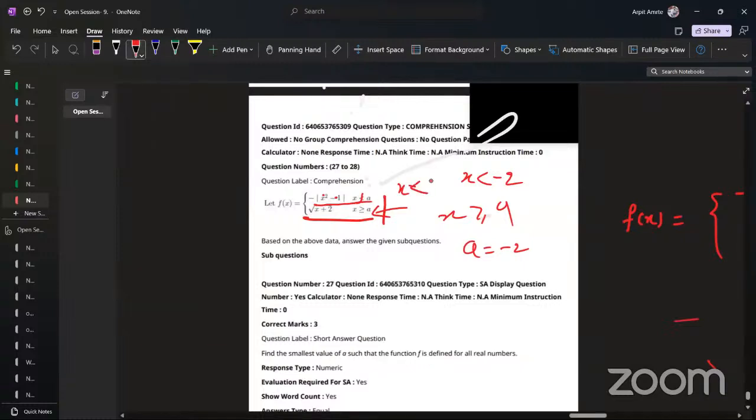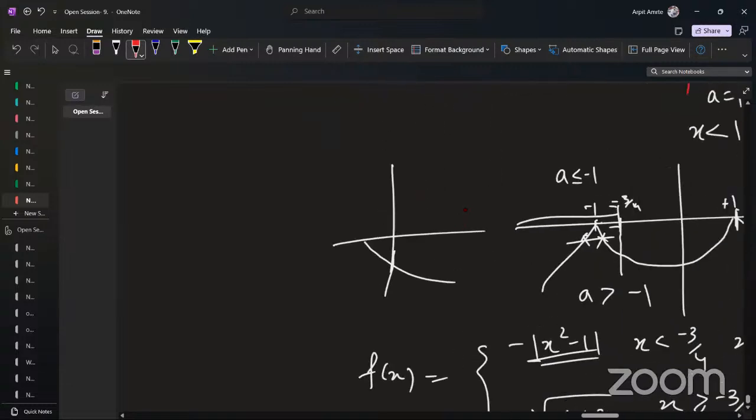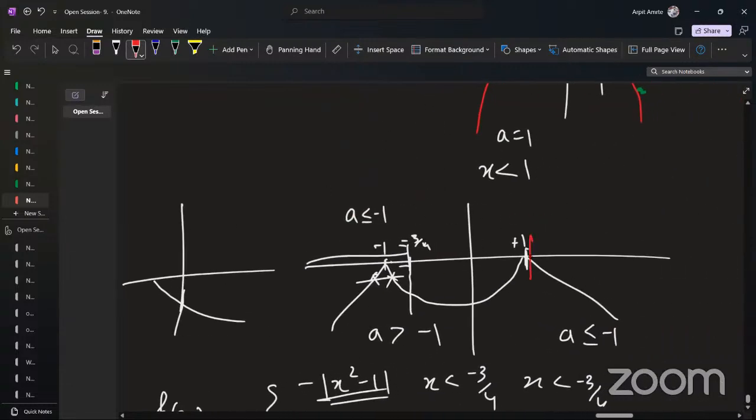So for x less than 1, your function is defined like this, and in this region you are taking this minus x square plus 1 function, which means this function is not satisfying the horizontal line test. So you need to stick with your a up to this one. After 1 you cannot take. After 1, if you take, you have to see only this region. You cannot see this region because for x less than a, your function is defined.